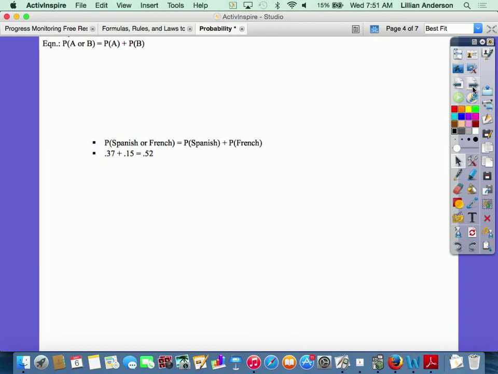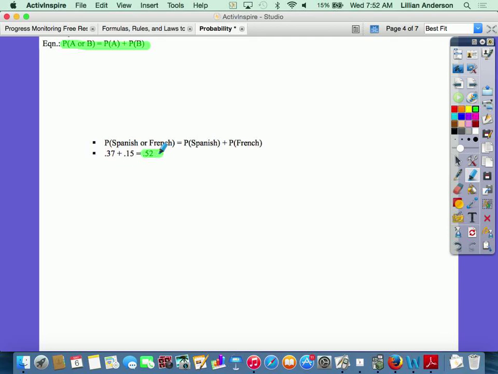Whether you pick a student that speaks Spanish or you pick a student that speaks French, they're completely separate from each other. And so again, we're going to use the formula for independent events, which says the probability of event A or B happening is the probability of A plus the probability of B. All right, so we're going to add the probability that a student takes Spanish plus the probability that a student takes French. We'll add them together and we get a total of 0.52, or basically 52% will either take Spanish or French if we're picking a student at random.